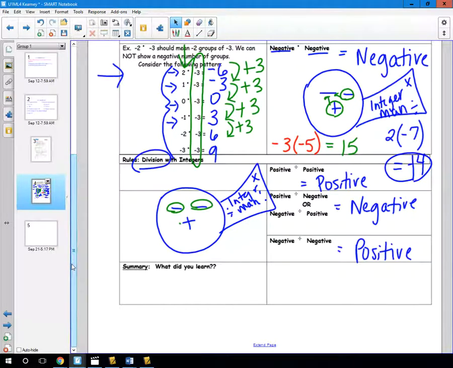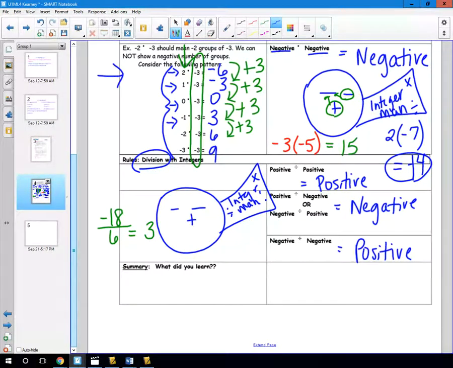So we can say, just as an example, negative 18 divided by positive 6. You're still going to divide 18 divided by 6 and get 3. But then a negative divided by a positive using Integer man, sorry, Integer man's looking a little crooked. Negative divided by a positive, what do you have left over? A negative. So my answer is going to be negative 3.